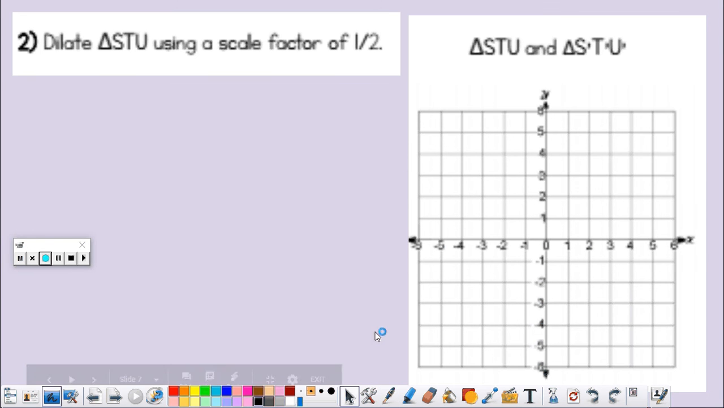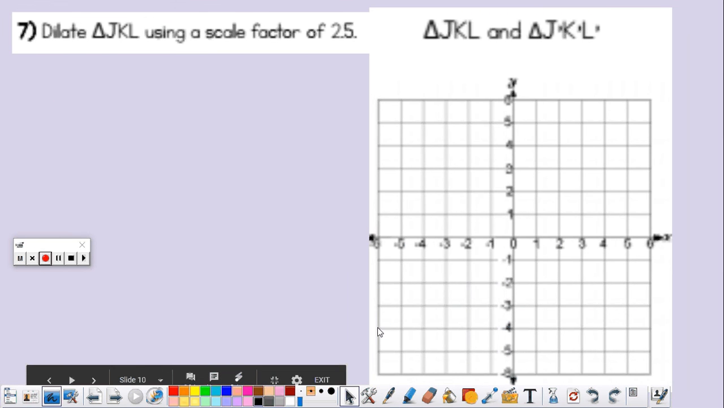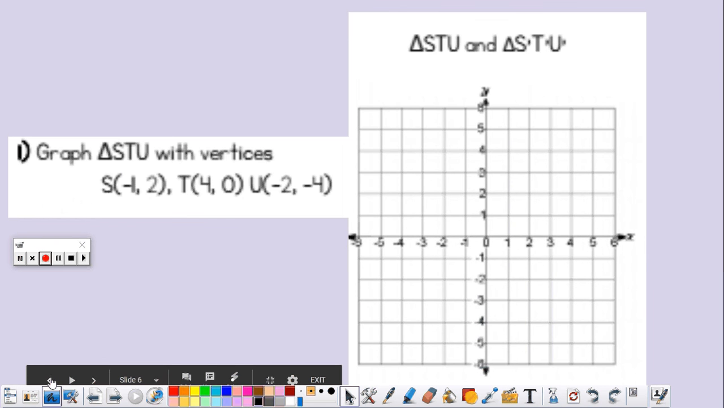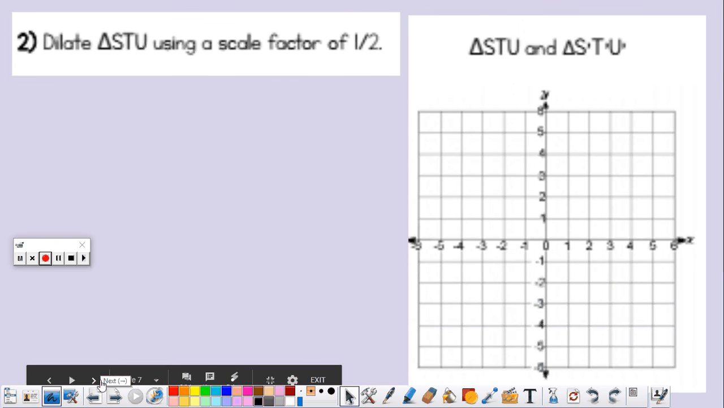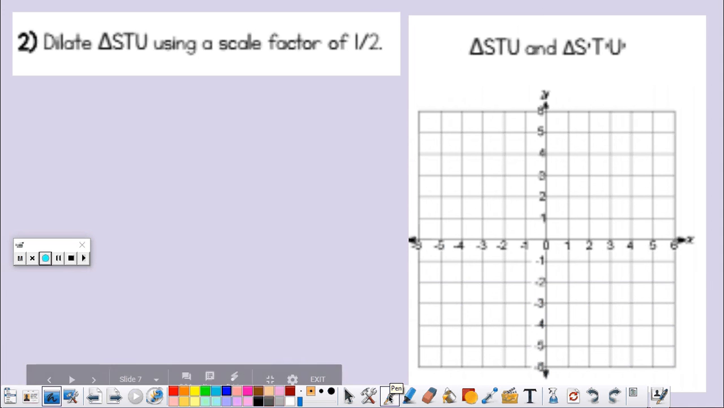Okay, number 5 says it's a reduction or enlargement. I want you to circle reduction because it's a scale factor of 1/2. All right, so here's how we're going to perform our reduction. Okay, so we've got S here, T here, and U.